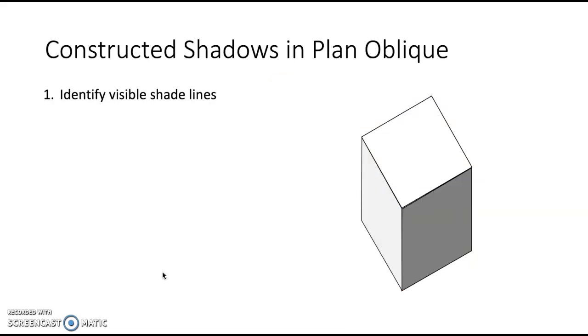The first thing we do is identify the visible shade lines. Again, these are the lines between a lit surface and a shaded surface. Our top is lit, our front left is lit, our front right is not lit. And so in this view, we recognize that these three lines are shade lines. There are additional shade lines, but they are not visible to us in this view.